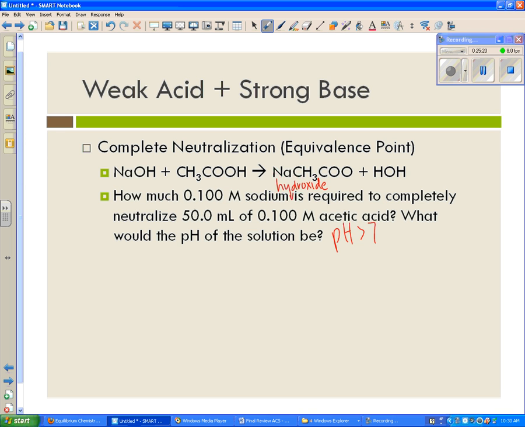Let's first look at calculating how much sodium hydroxide we need to neutralize the acetic acid. Well, just like we calculated yesterday, we need to figure out how many moles of acid we have. We can use that to figure out how many moles of base we need. We can use that to figure out the volume of sodium hydroxide. So moles of CH3COOH.